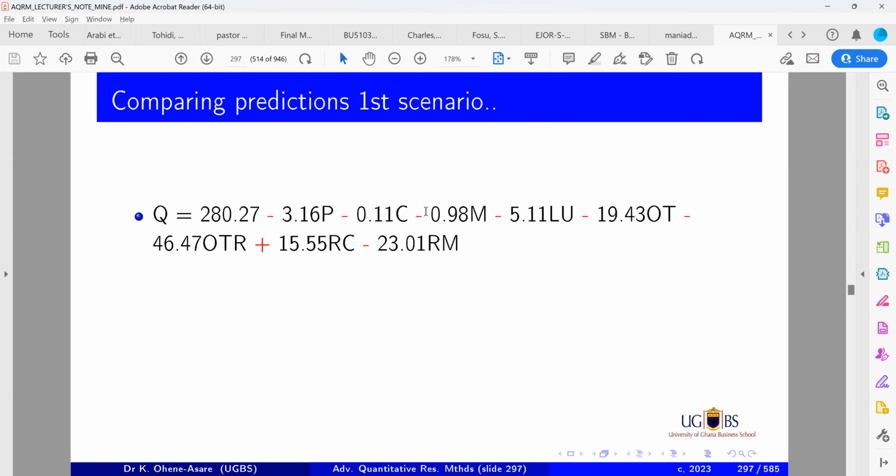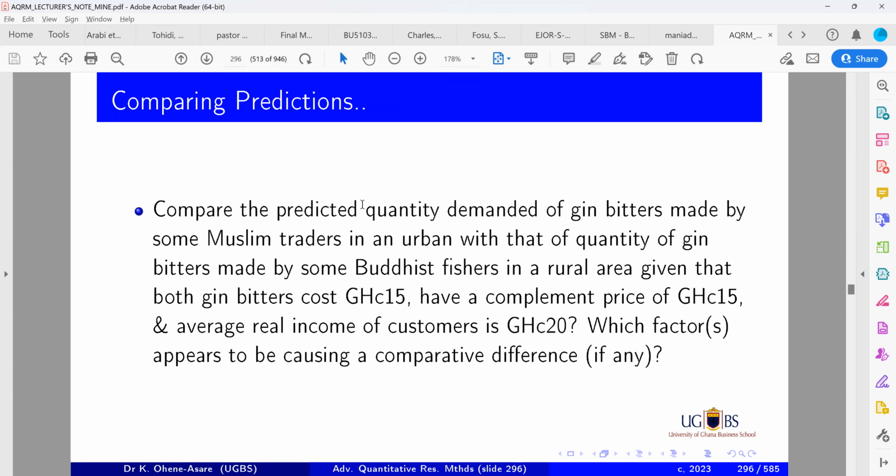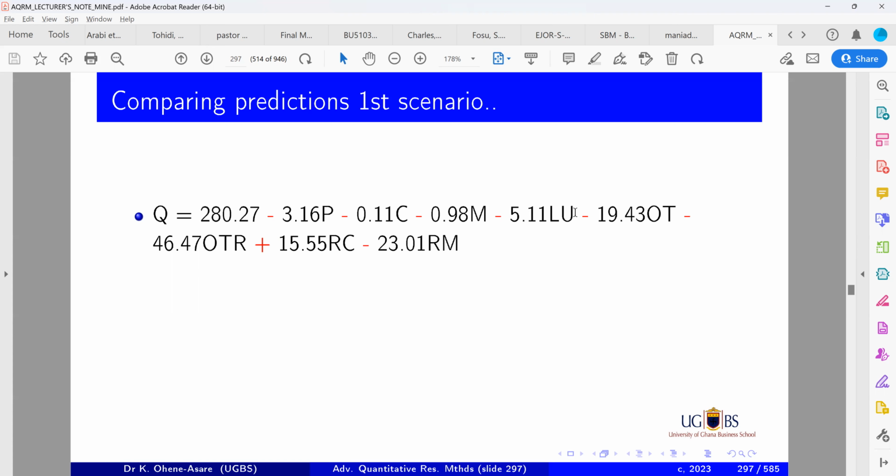But when it comes to the dummy variables, watch what you were told. You were told that they are Muslim traders in an urban town. So let's take the urban first. LU is urban, and you have been told that the people are in an urban area. So as a dummy, it is given a value of 0 or 1. 1 meaning that it is urban, 0 meaning that it is not urban. And so you will replace this LU with the number 1 because this is LU urban. So that is 1. Then you were told that they are Muslim traders.